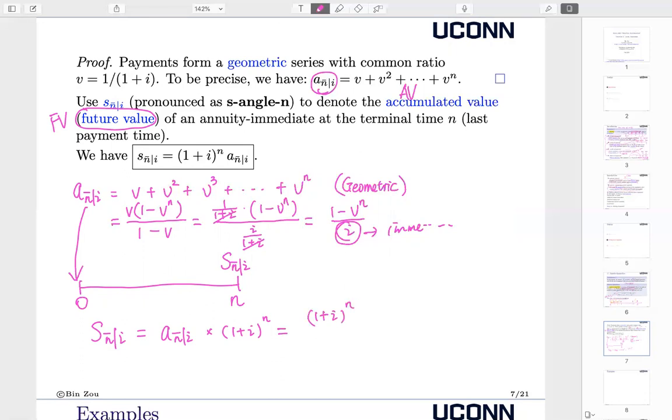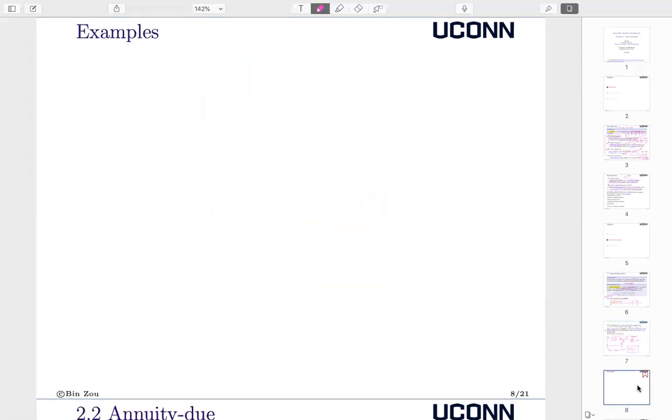Next, what is the next term? I claim it is 1. That's exactly 1 because V is 1 over 1 plus I, so 1 plus I to the nth will cancel the other 1 plus I to the nth, so you get 1. So this is the formula. Again, I expect you to derive this in 10 seconds instead of memorizing it. There's an example, 2.1.